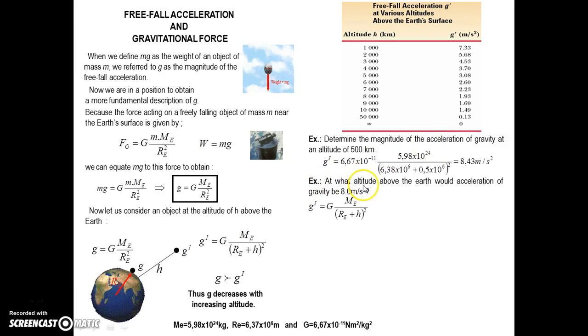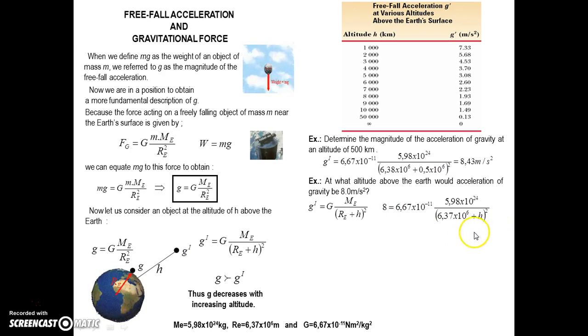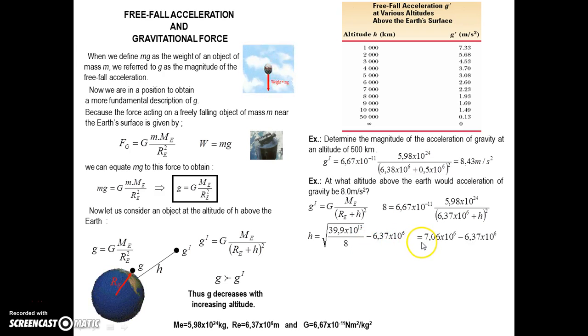Another example: at what altitude above the Earth would the acceleration of gravity be 8 meters per second squared? We will use the same formula. With the altitude, g will be G times the mass of the Earth over the radius of Earth plus h, squared. Now I know the gravitational field is 8 meters per second squared. I know G is a constant, and the mass of the Earth is a constant. I know the radius of the Earth. I will find the height. I will put all the given values in the formula, and the height comes from the mathematical process. h is equal to 690 kilometers.